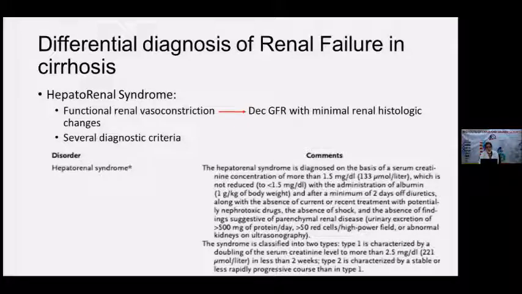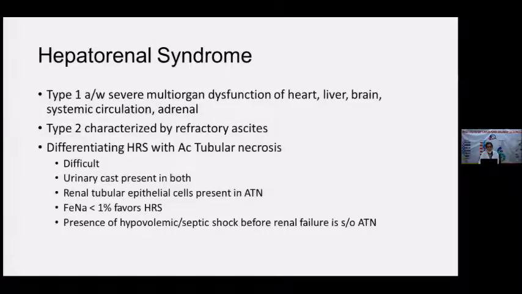Hepatorenal syndrome is classified into type 1 and type 2. Type 1 is where serum creatinine level rises to more than 2.5 milligram per deciliter in less than 2 weeks. And type 2 is characterized by a stable or less rapidly progressive course than in type 1. Type 1 is associated with severe multi-organ dysfunction of heart, liver, brain, systemic circulation, and adrenals. Type 2 is characterized by refractory ascites.